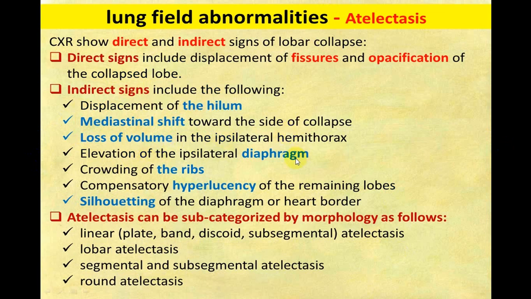Diaphragm will be elevated on the affected side, whether it is upper lobe or lower lobe, in both. Because of collapse, you may sometimes see crowding of the ribs. Because of collapse, the opposite lung will undergo compensatory emphysema, so there will be a little hyperlucency. It will produce Silhouette signs with the diaphragm and heart border. Depending upon if it is a lower lobe, it will produce a Silhouette sign with the hemidiaphragm on the same side and the heart border. So this is a peculiarity of what we call atelectasis.